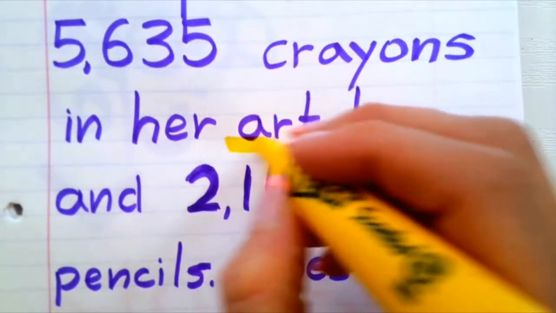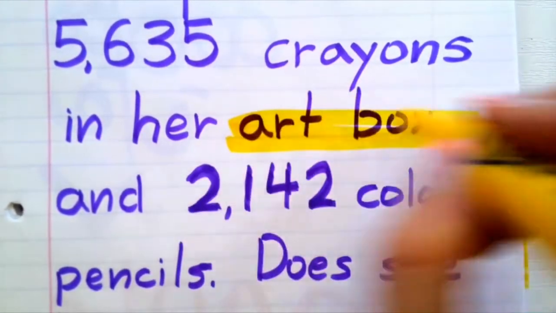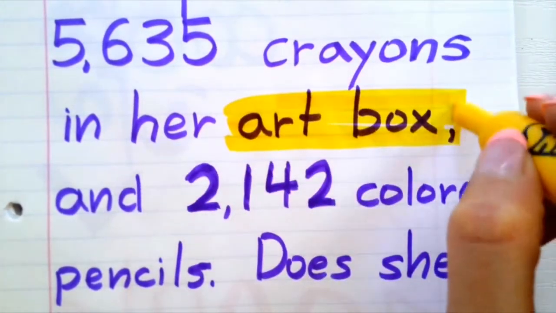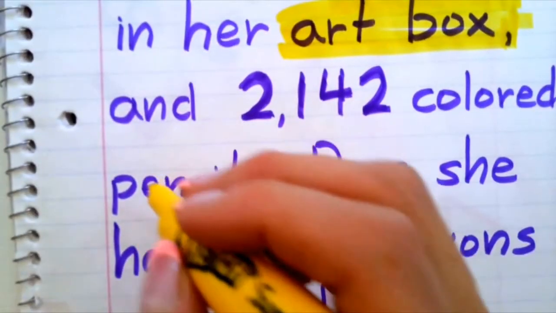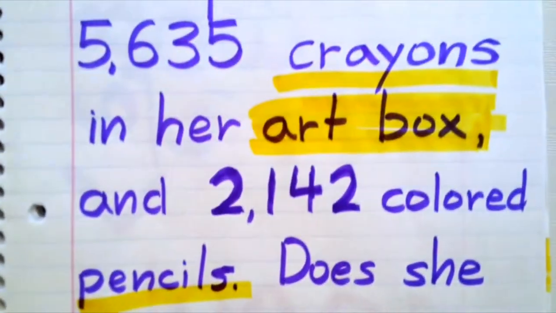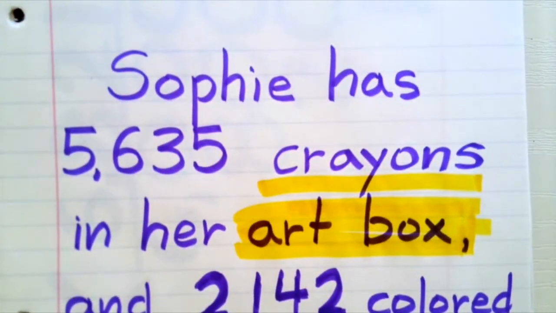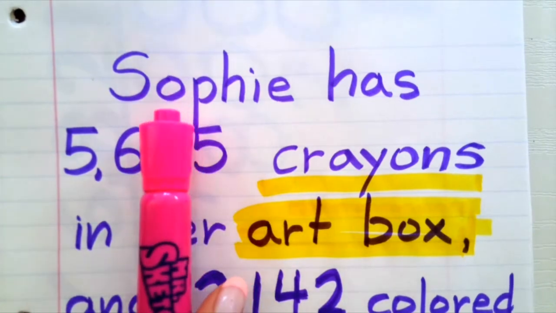This problem is about her art box. And her art box has crayons and it has pencils in it. The second time we read a word problem, we are thinking about what is the problem asking us to figure out? What do we know and what do we not know? Let's read it together. Ready?